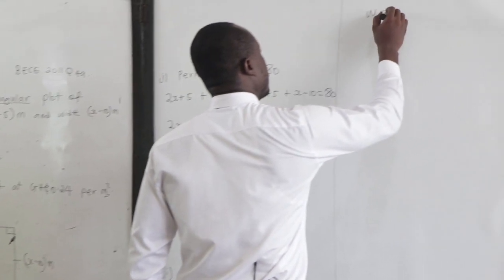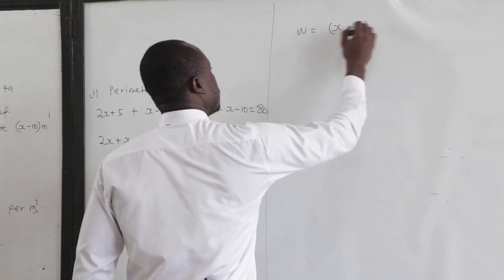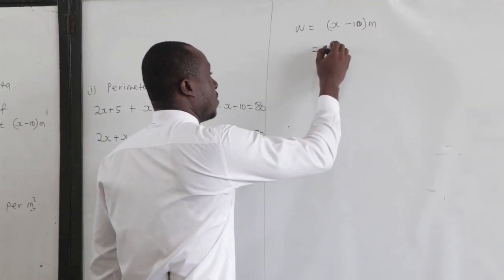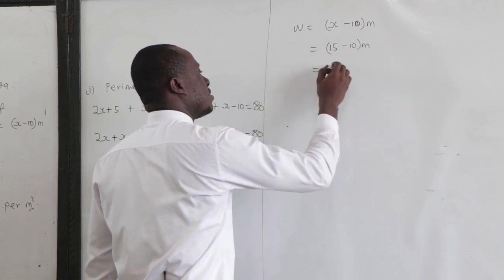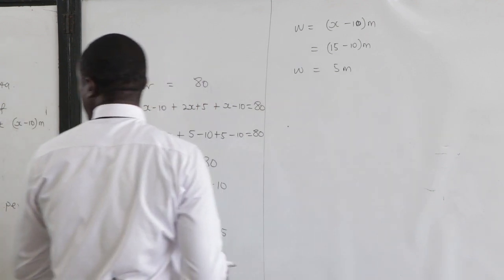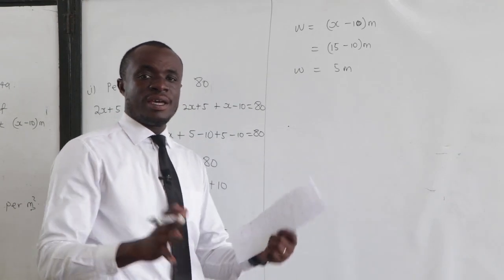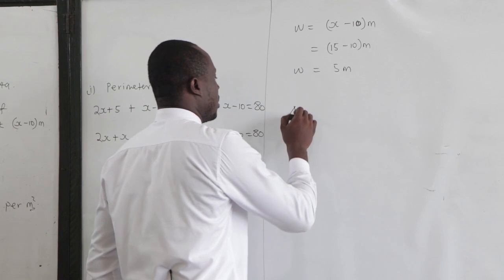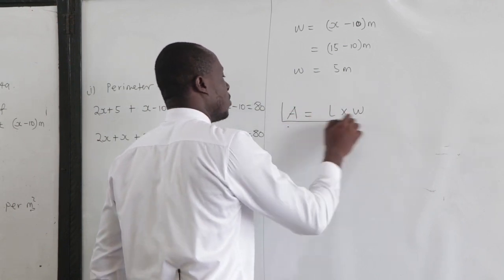Now, what is the width? We are given the width to be x minus 10 meters. What is x? x is 15. So we have 15 minus 10, and this is 5 meters. Now, how do we find the area of a rectangle? The area of a rectangle is the length times the width or the breadth.